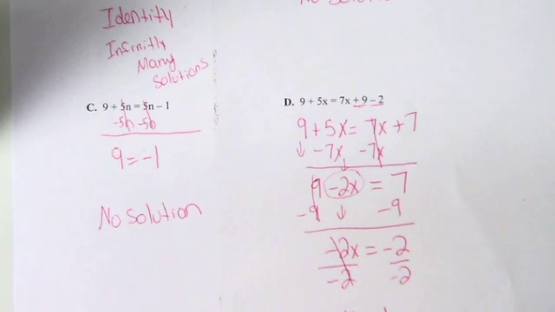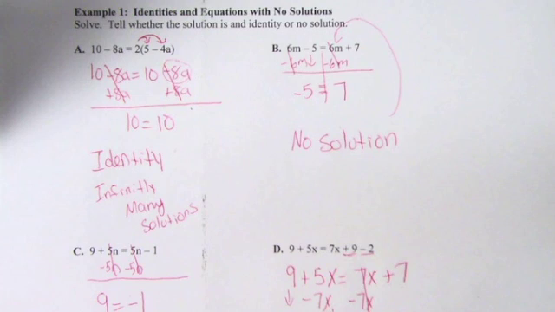All right, so this is how you decide if you have something that either has identity or no solution.